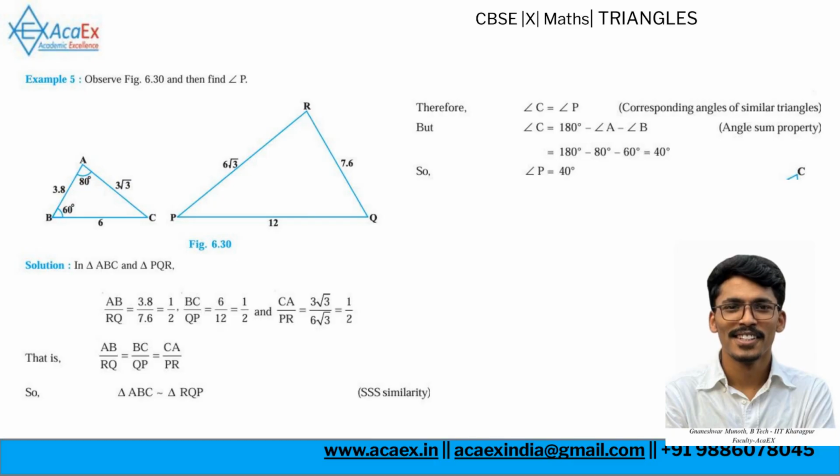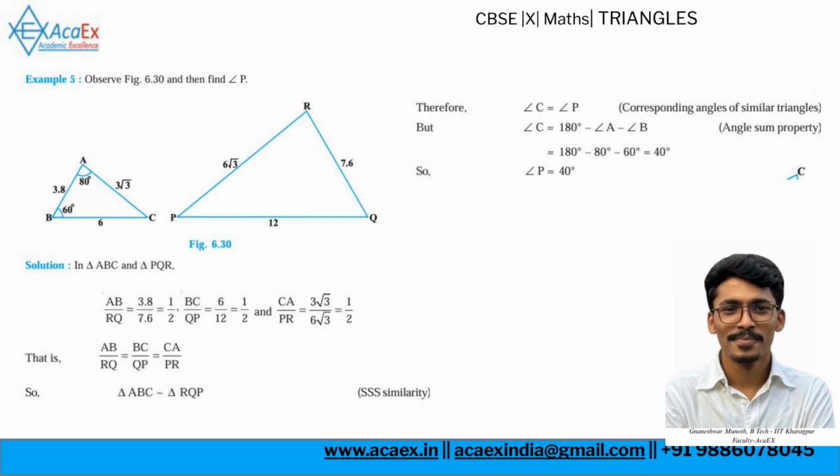Example 5. Finding a missing angle problem. Given two triangles ABC and PQR with their side lengths, find the measure of angle P. Solution. First, check the ratios of the corresponding sides of the two triangles. We find that the ratio of AB to RQ, BC to QP, and CA to PR are all equal to 1 divided by 2. Since all corresponding sides are in the same ratio, by the SSS similarity criterion, triangle ABC is similar to triangle RQP.